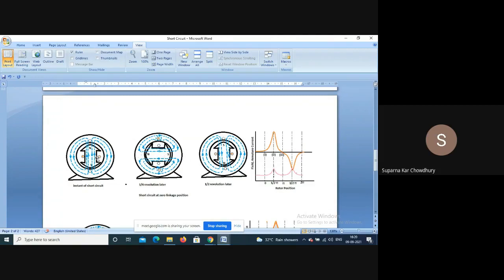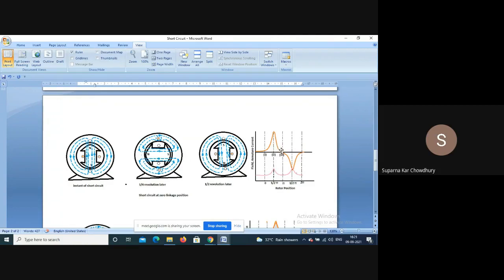This was not here earlier. It creates a field to oppose the field created by the field winding. So the field winding current will increase, because the flux linkage of the field also should remain constant. The field winding current will increase so that the flux linkage of the rotor remains constant.